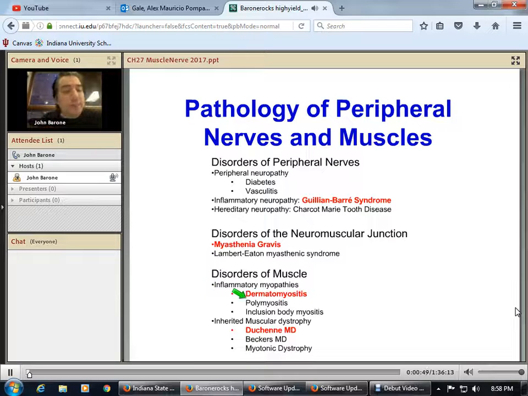We'll start with inflammatory ones like dermatomyositis, polymyositis, and inclusion body myositis. And then we'll finish up with the inherited muscular dystrophies, the ones they do the telethons for. So Duchenne's and Becker's and myotonic dystrophy.